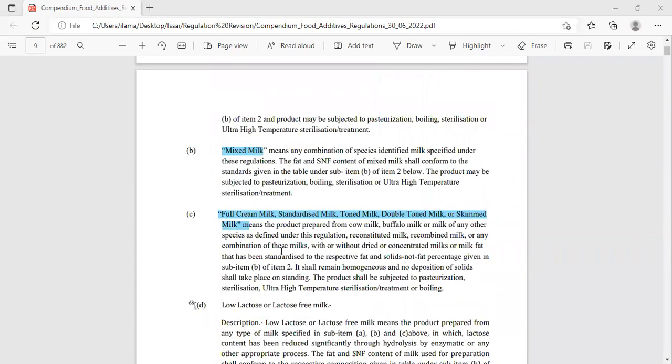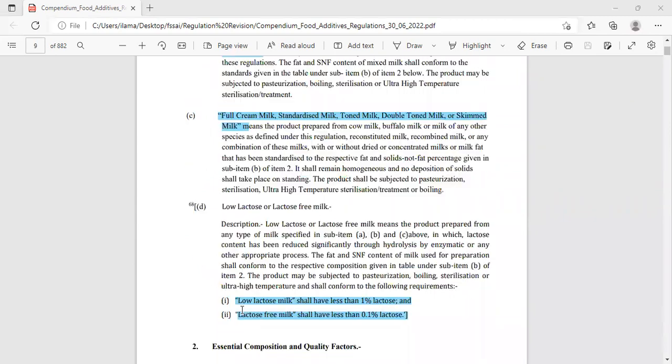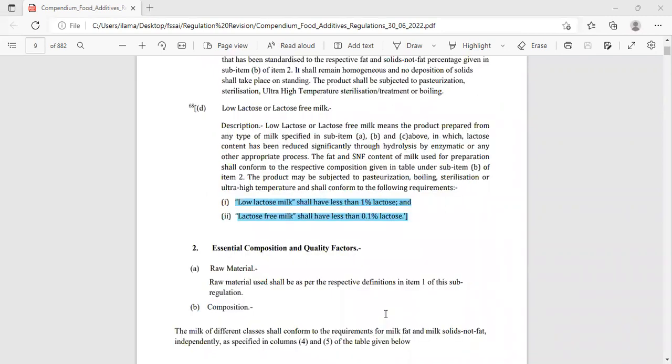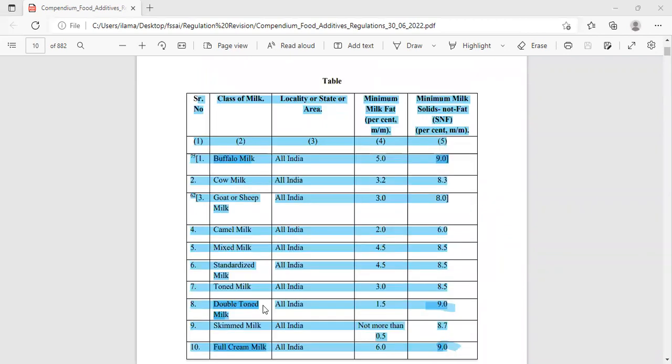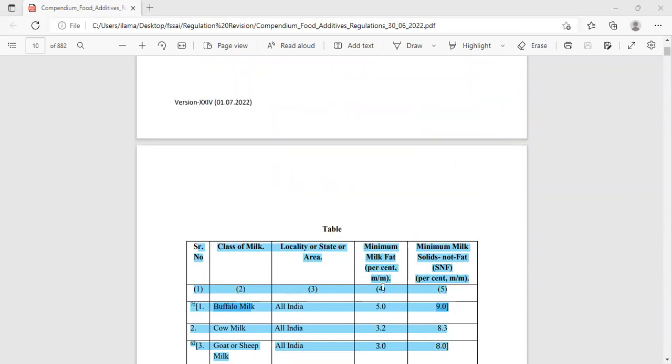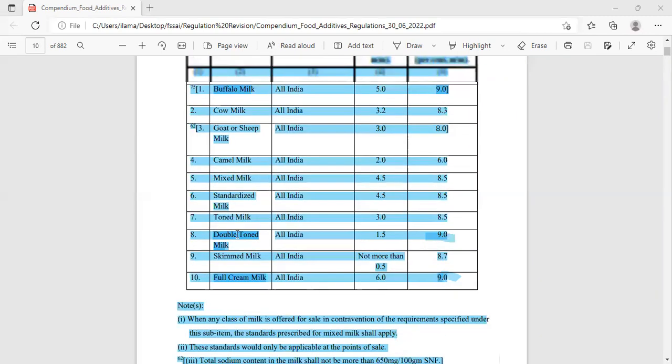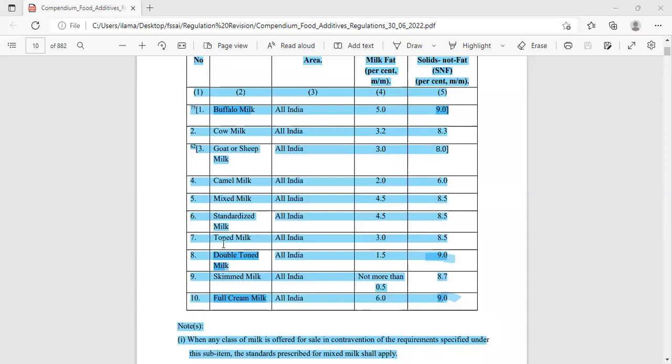Know what is mixed milk and full cream milk, and the definitions. As per regulation, low lactose milk will contain 1% of lactose, and lactose-free milk will contain 0.1% of lactose. Next, go through the SNF values and the milk fat values for all the milks. For standardized milk, what is the value for toned, double toned, skimmed, and buffalo milk?